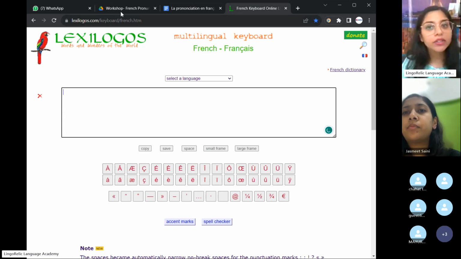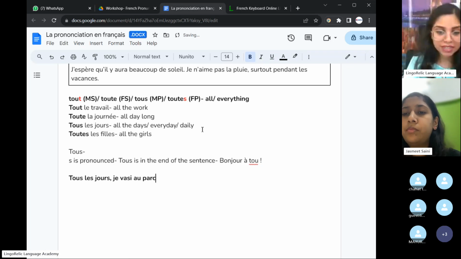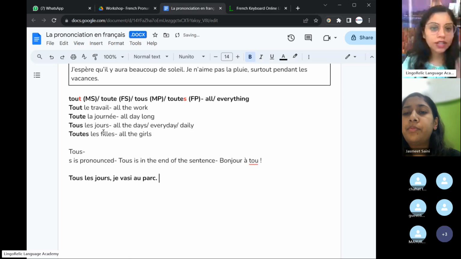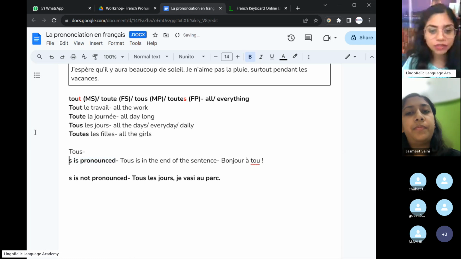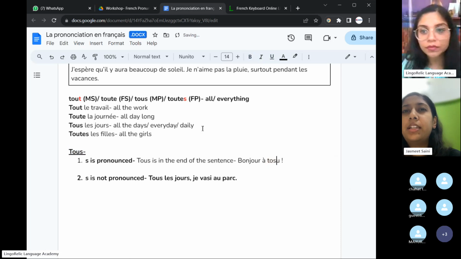But if it is coming somewhere in the middle of the sentence, for example, tous les jours, je vais au parc. I'm not saying tous les jours, I'm saying tous les jours, je vais au parc. So here the S is not pronounced. There you go. So this was the first case and that was the second case. I hope that is clear. And it doesn't make a difference if after tous a verb or adjective is used. No, nothing like that.